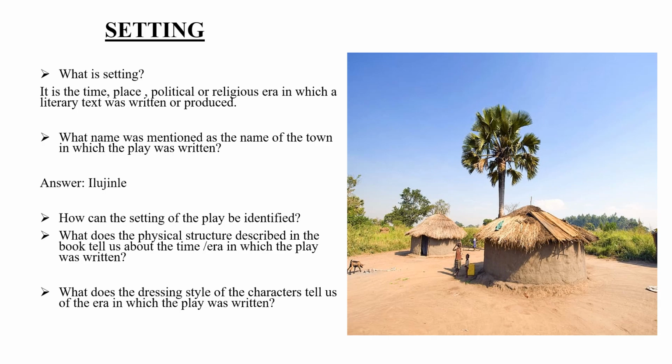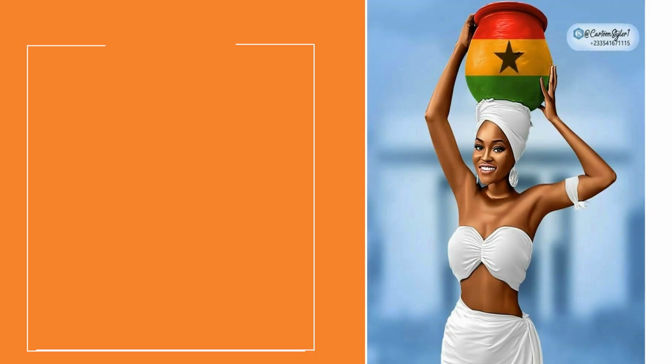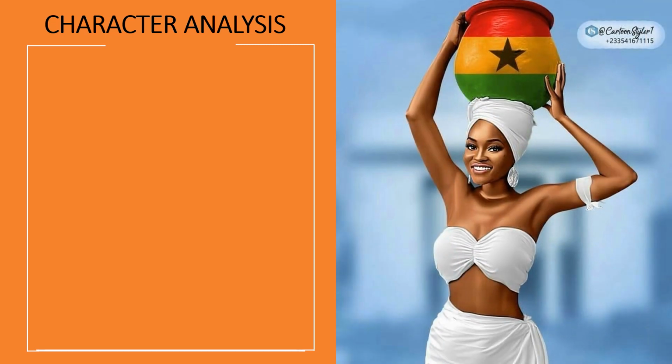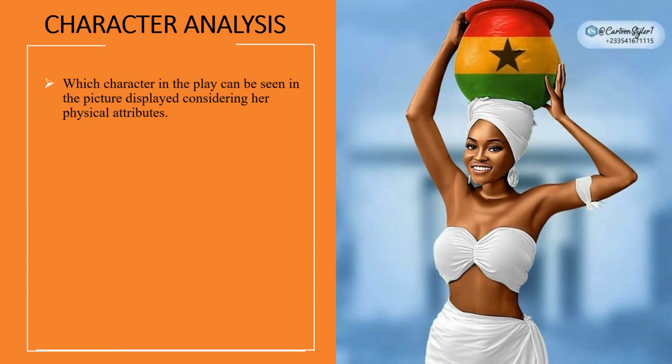Have a critical look at this beautiful picture displayed on the screen. Can you associate it to one of the characters in the text? Now, we are moving on to character analysis. That is how to describe or talk about a character in a literary text. And in this case, it's The Lion and the Jewel by Wole Soyinka. Which character in the play can be seen in the picture displayed considering her physical attributes? Let's think and consider the female character that was mentioned in the morning aspect of the book and how she was described.